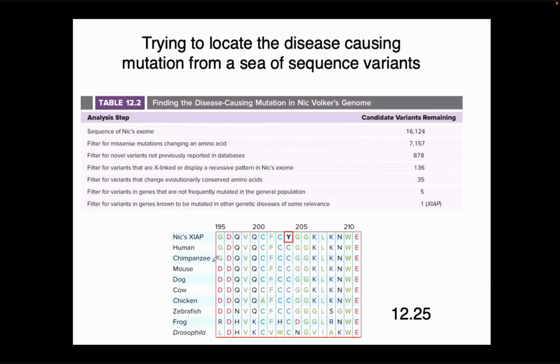In another case, if you read the intro to the chapter, they talk about a child named Nick Volker who has a particular disease, and they wanted to try to do whole genome sequencing to try to figure out where the disease cause was. And this was all going to be based on sequence, no linkage.